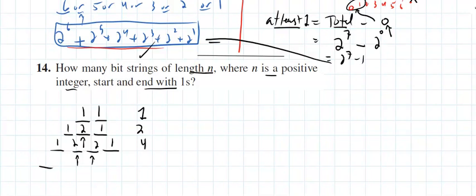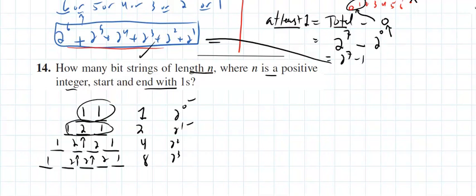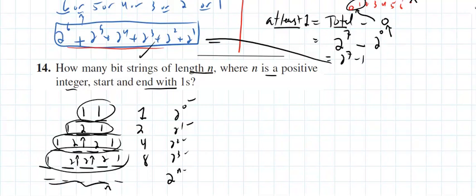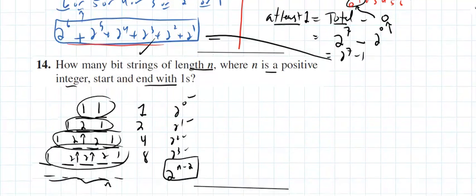And eight, so that's really like 2 to the 0, 2 to the 1, 2 squared, 2 cubed. So if I have 2, it's 2 to the 0. If I have 3, 2 to the 1. If I have 4, 2 squared. If I have 5, 2 to the 3rd. So if I have n, it's really 2 to the n minus 2. That's really how this works.